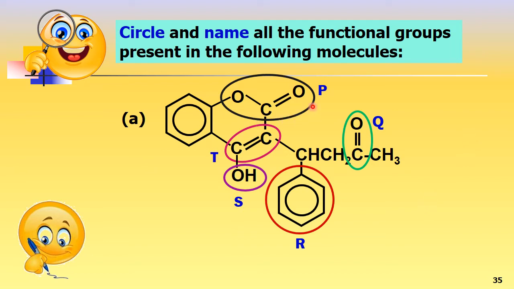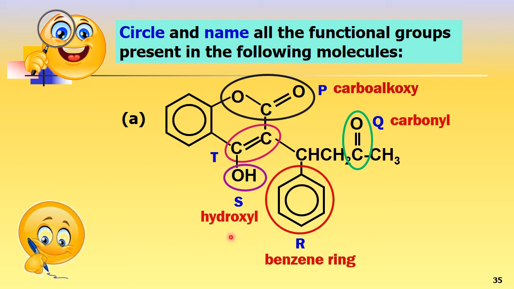Okay, what is functional group P? Functional group P is called carboalkoxy. Q is carbonyl for the homologous series ketone. R is benzene ring. S is hydroxyl group. And T is carbon-carbon double bond.